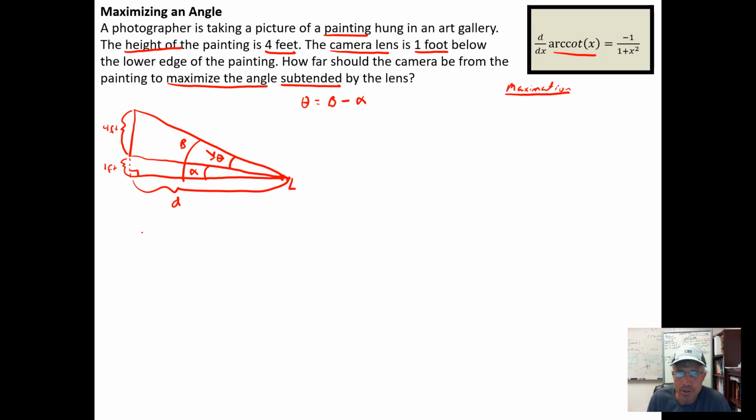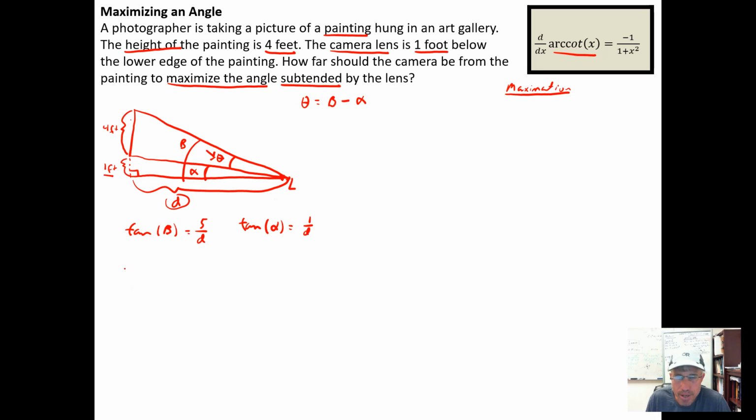And what we want to notice here is that we can describe beta and alpha using either the tangent or the cotangent function. So for example, the tangent of beta is equal to, we get 4 plus 1 is 5, the opposite over adjacent. So it'd be 5 over the distance d would be the tangent of beta. And the tangent of alpha, which is this smaller angle here, would be the side opposite, which is 1 foot, over the distance d. So this would be 1 over d.